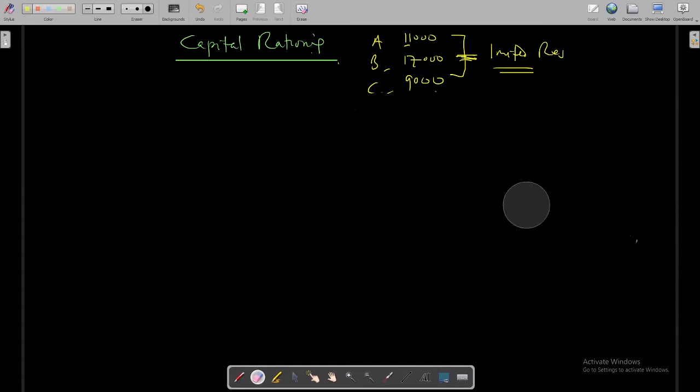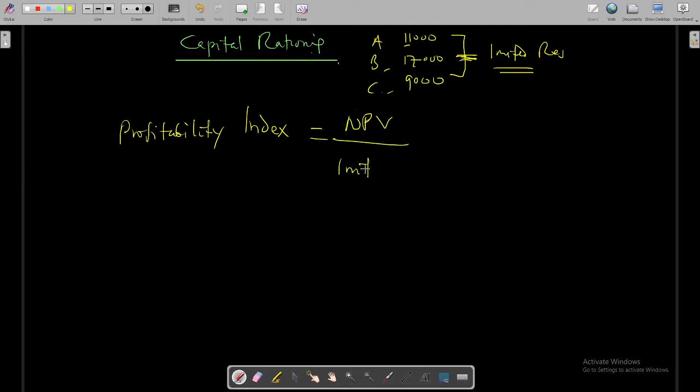So that is described as profitability index. Now, what is a profitability index? Profitability index simply means the net present value of a project divided by the initial investment. So let's take for instance that for each of these projects, the initial investment for A is 100,000. The initial investment for B is say 90,000. The initial investment for C is 150,000. What is the profitability index?